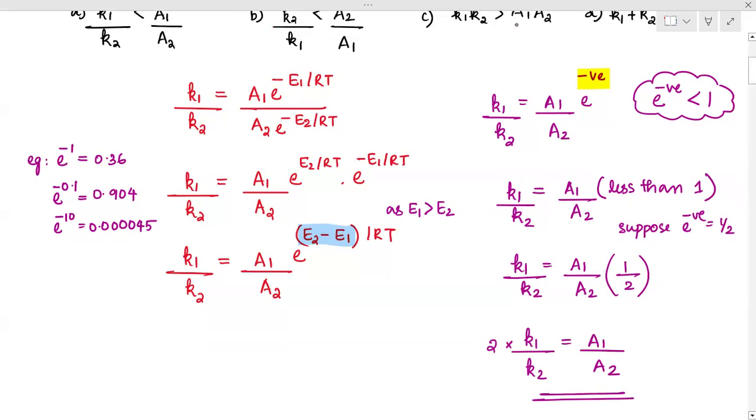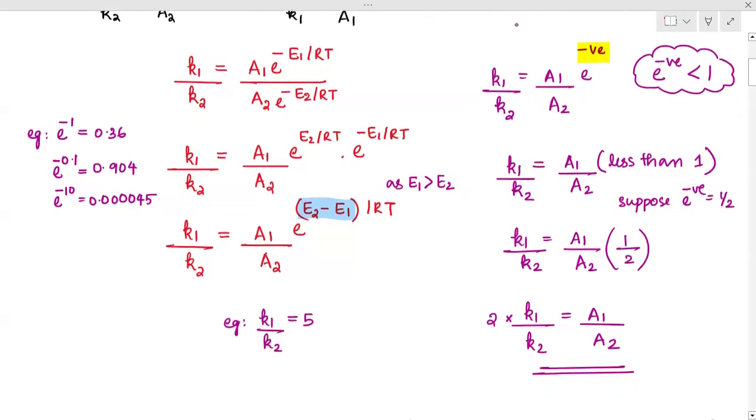If I have to get a1 by a2, I have to multiply the value of k1 by k2 with 2. Understand? For example, again, let's take an example so that you can understand it better. Let's say that k1 by k2 is equal to 5. Then what will be the value of a1 by a2? a1 by a2 will be 5 into 2, which is 10.